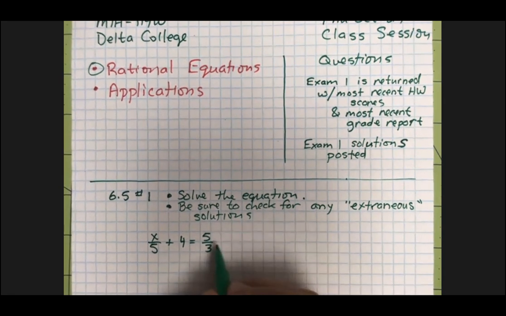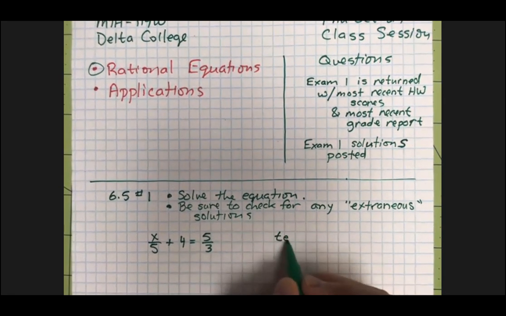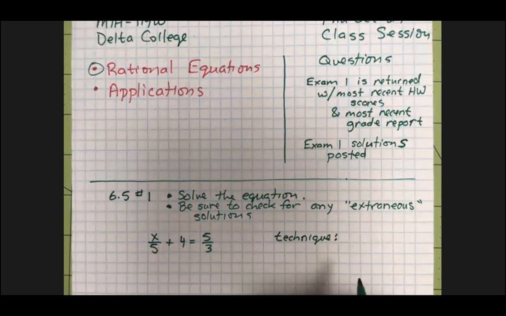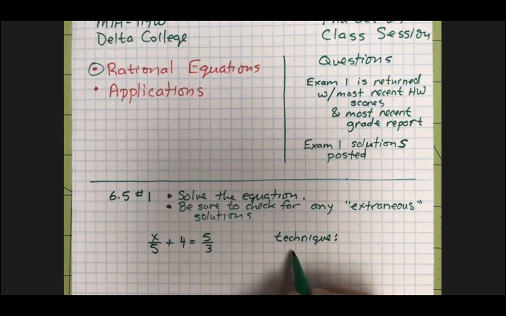So I could solve this problem just by dealing with the fractions as they are, and that wouldn't be so bad. But really, the fastest technique in any problem like this, whether it's problem 1 or problem 50 later, is to eliminate the fractions as soon as possible.